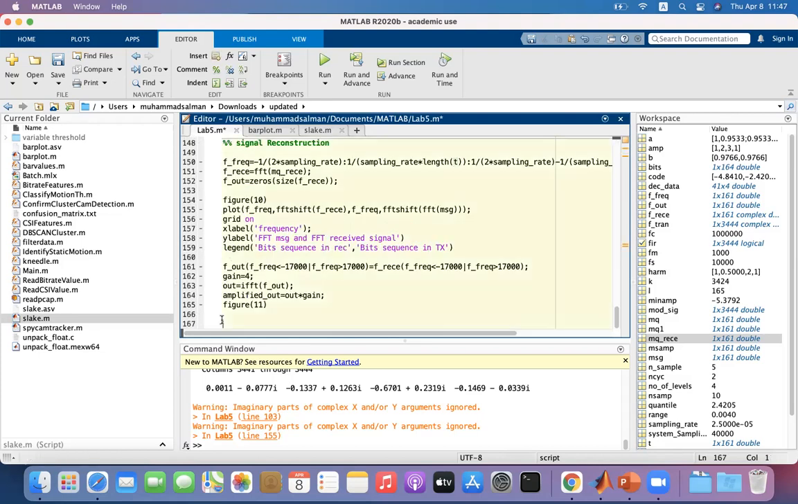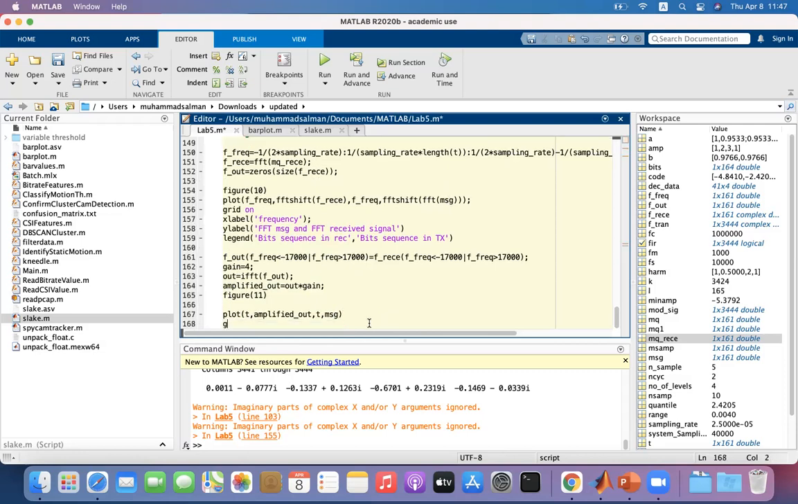So I should say plot the signal in terms of t, comma, and then I have the amplified output, which is this one, and then comma t comma the message signal, which was just this one, but in the time domain. I don't have to give the color because it will do it automatically.